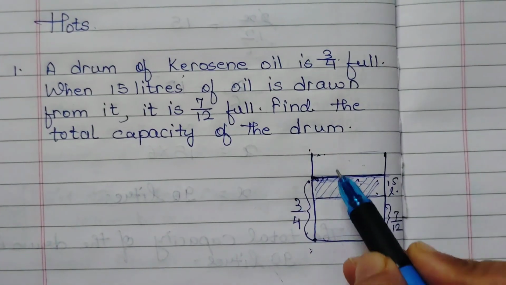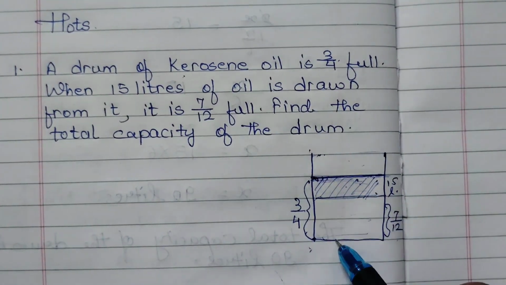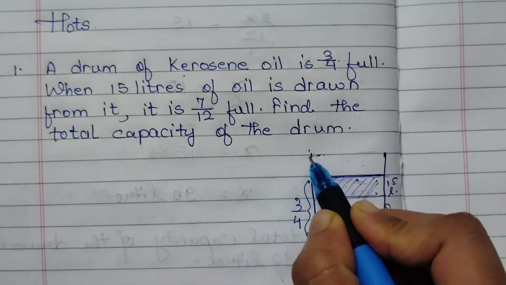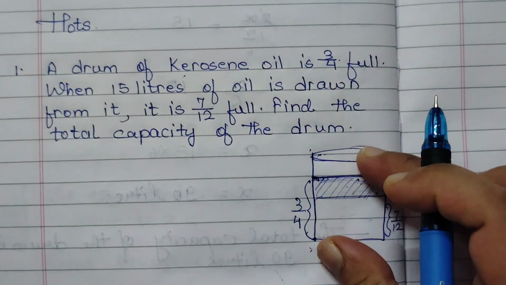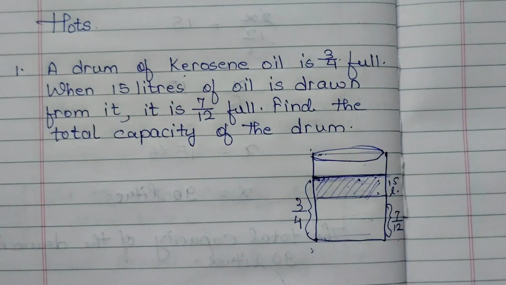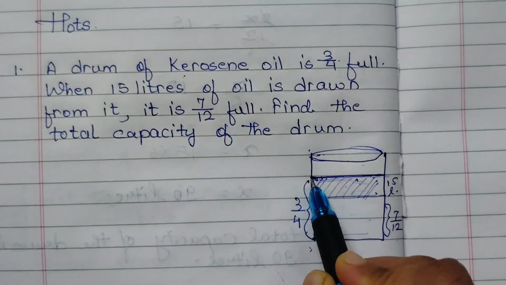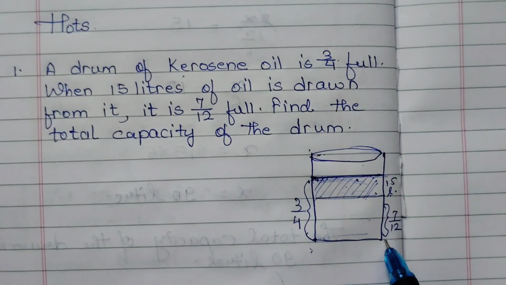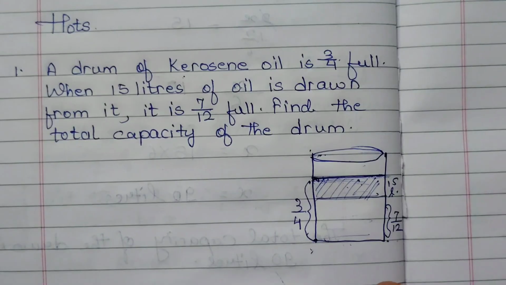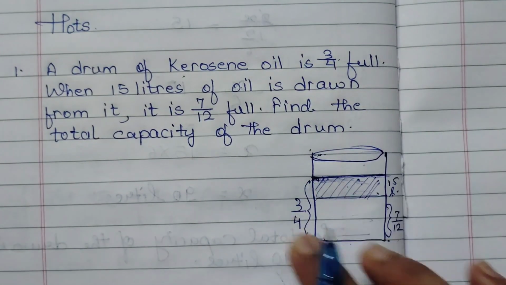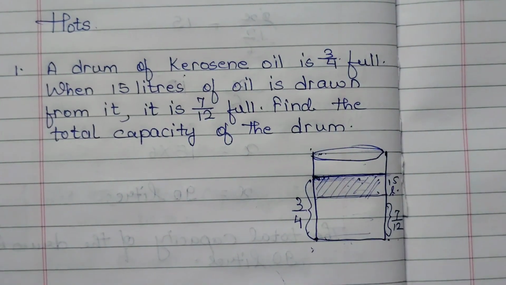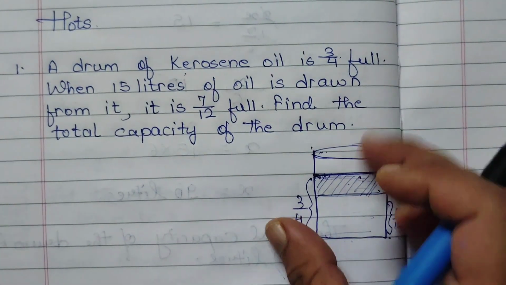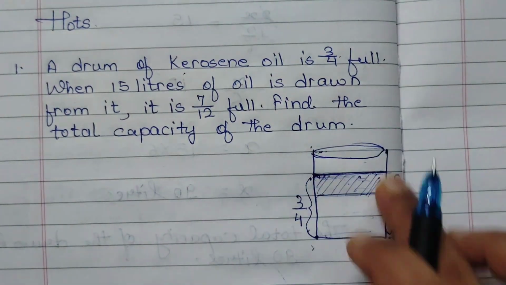What we have to find? The total capacity, like from here to here, the full drum, how much oil it can hold. Given is it was first 3/4 full, then 15 liters they removed, and then the remaining is 7/12 full. And we have to find the full capacity of the drum. Got it? So as we have to find the full capacity of the drum, we will take it as X, because we don't know what the full capacity is.